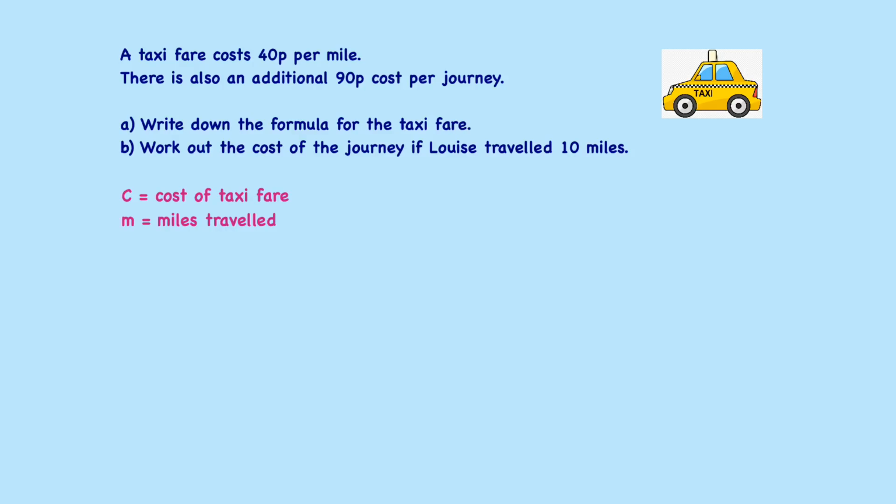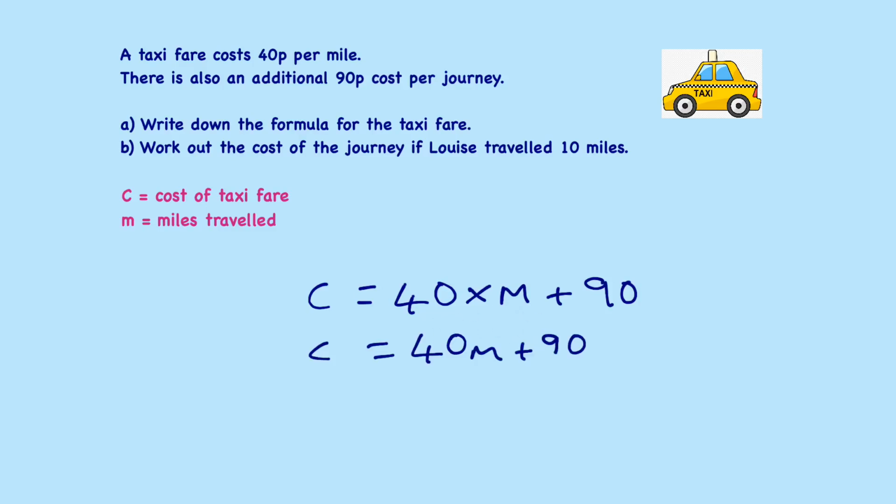So we'll have C equals, it'll be 40p per mile, so it'll be 40 multiplied by M, and then we have this additional 90p to add on to the journey. So add that on. Then remember, in algebra we don't need the times sign, so we can just get rid of that. So our final formula is C equals 40M plus 90.